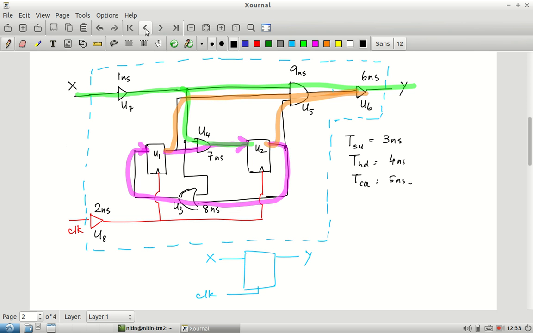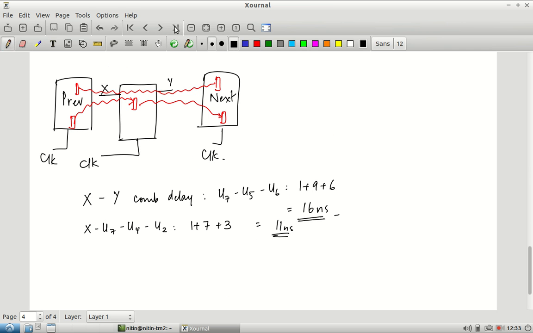Okay. What about the brown curves that we have, brown parts that we have over here? From U7. Yes. Good point. Thank you. So there is in fact one more path over here, which goes through like this. Okay. So what does the second green curve look like? So that is X, U7, U3, U1. One plus, in this case, the delay of U3 is 8, plus setup time of U1 is 3, so 12 nanoseconds.